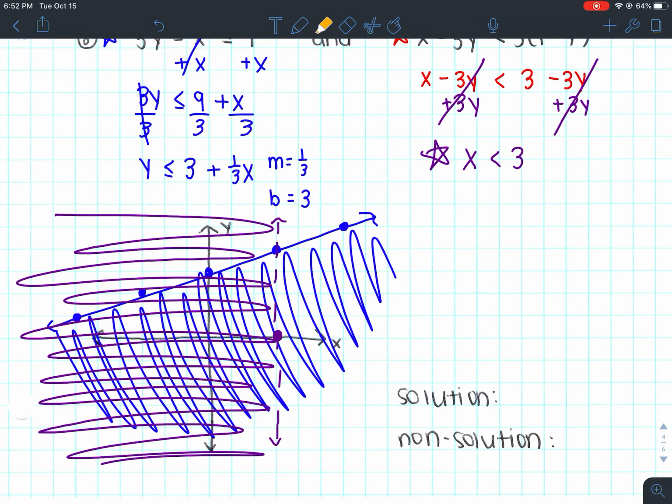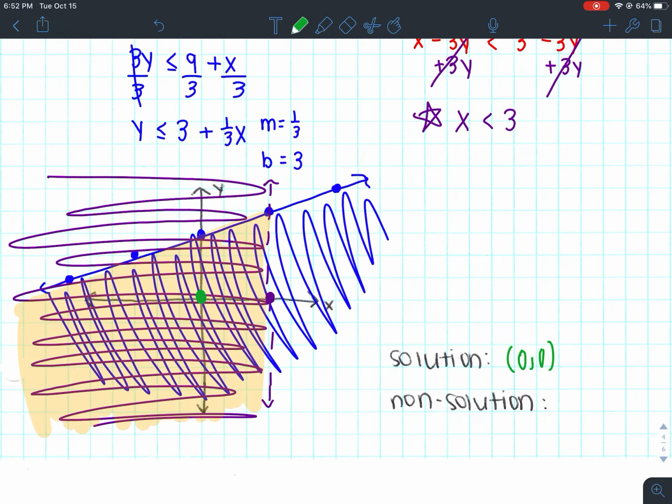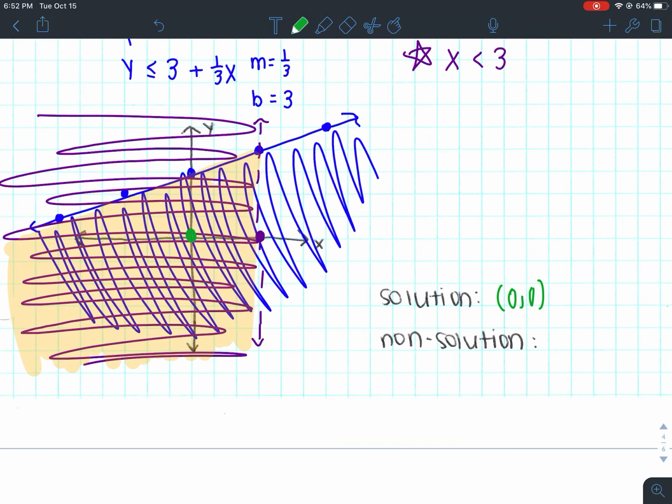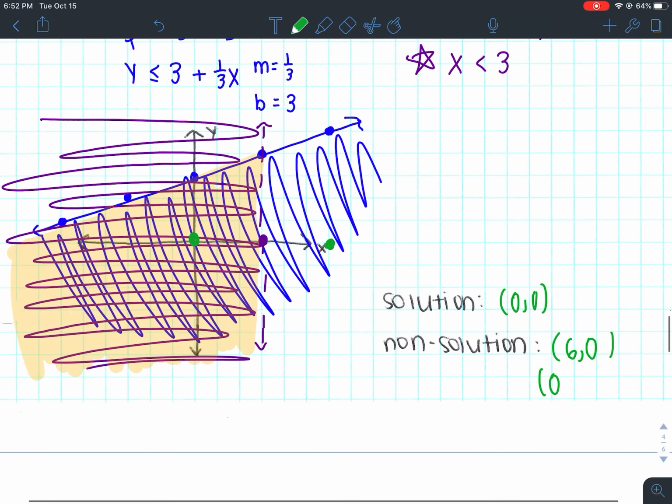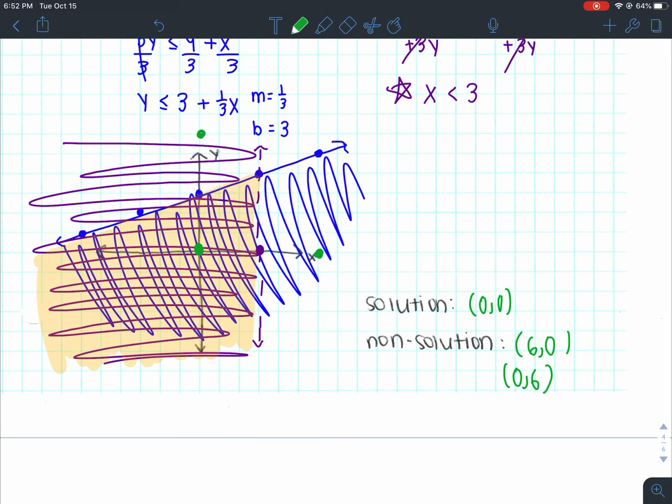All right, so the part where they're both overlapping is where our solutions are located. So in here, we're going to have our solutions. Okay, so one solution could be 0, 0. And I know it's really hard to see, but 0, 0 is right here. So it is located inside there. A non-solution, so I could say 6, 0, right? 1, 2, 3, 4, 5. So 6, 0 is right there. Or you could do 0, positive 6, which is up here. That's outside of your shaded region. So anything outside of that.